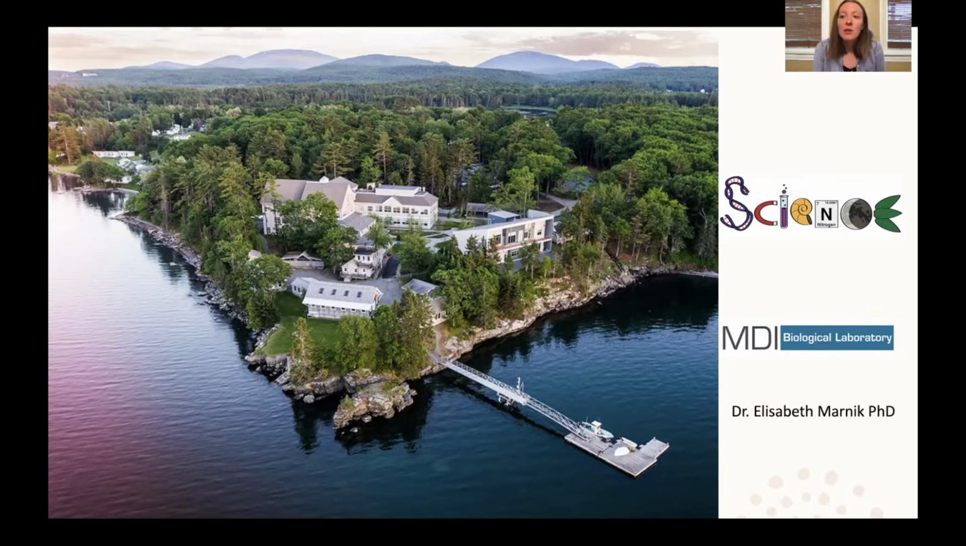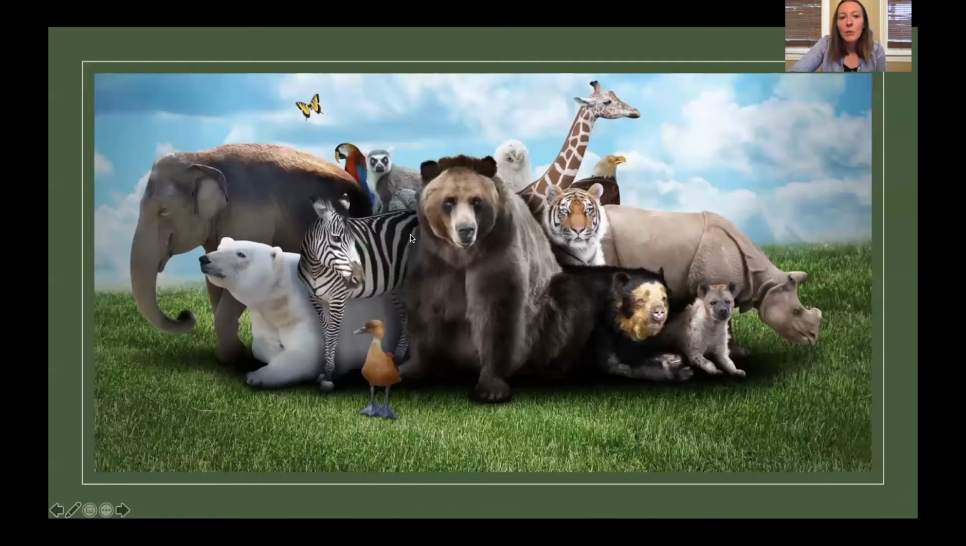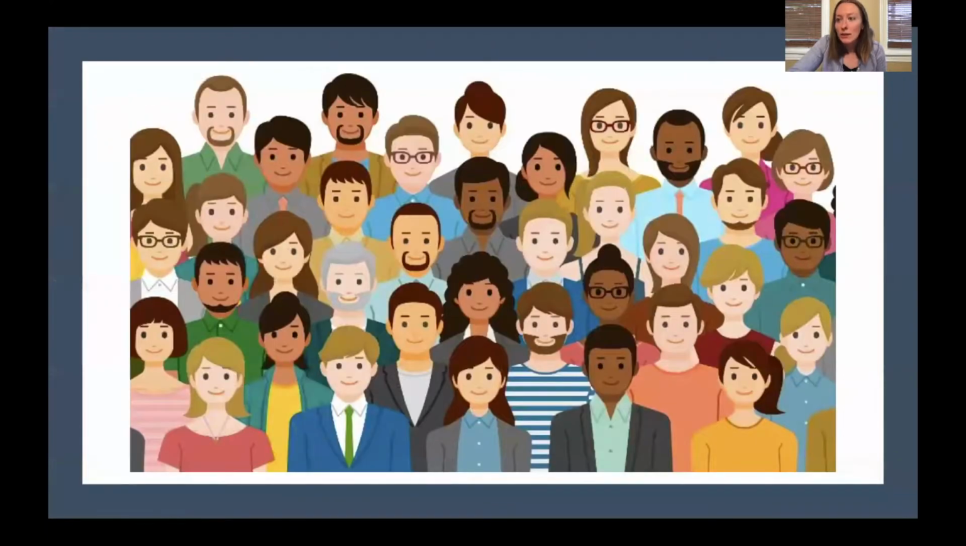So today I'm going to talk to you guys about a really important molecule in science and in life. But before I introduce that, I want you to think about what the next four images that I'm showing you have in common. So this first image is a bunch of plants, and then we have animals like elephants, giraffes, lions, butterflies. Then we have insects and bugs, and then we have humans.